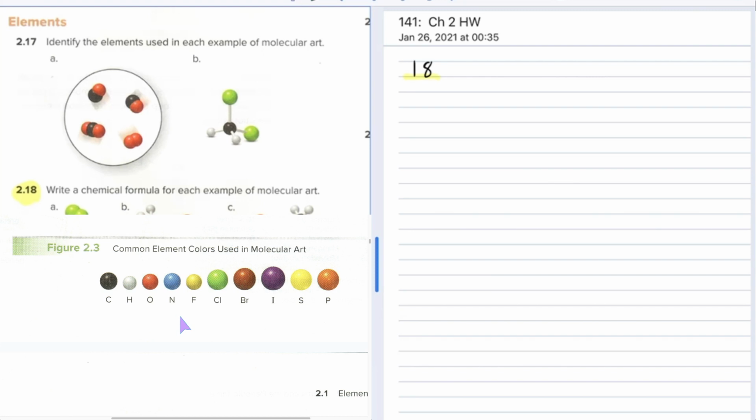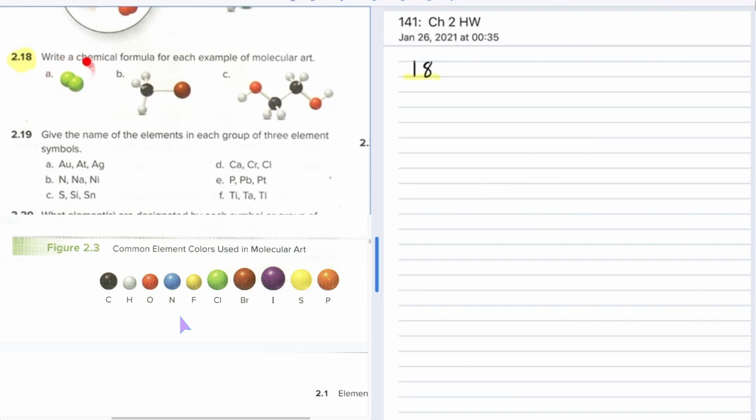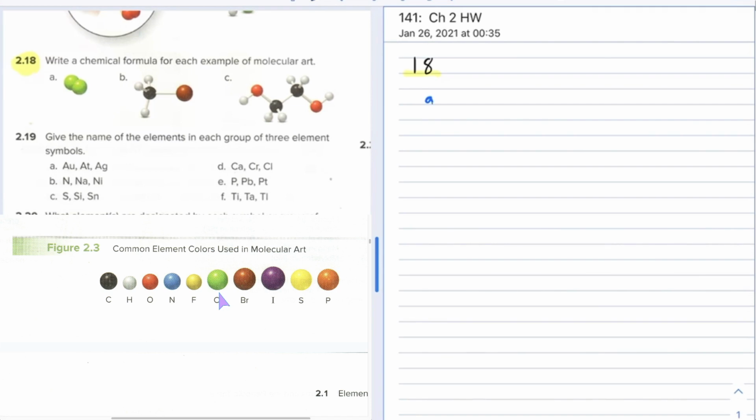Now, looking at number 18, this one right here, you can see these are 2 chlorine atoms. And so we can write the formula as Cl for chlorine and 2. Make sure that you know the right symbol for the element. So chlorine has the abbreviation Cl. Don't make a mistake and call it C or Cn or something. So get the abbreviations right.